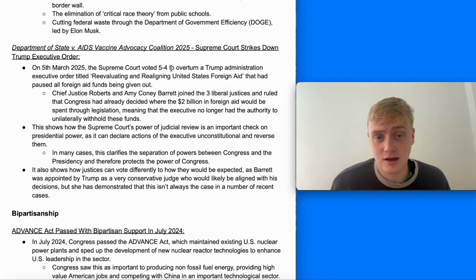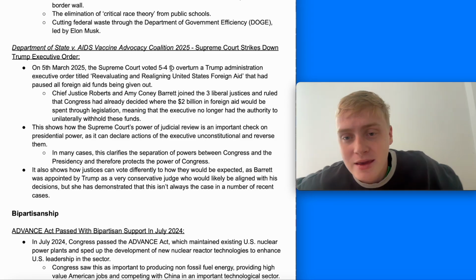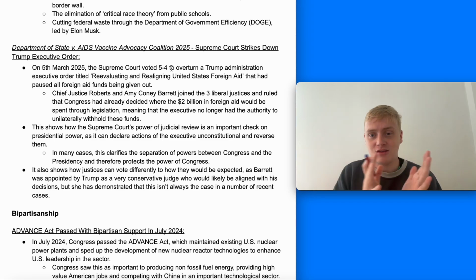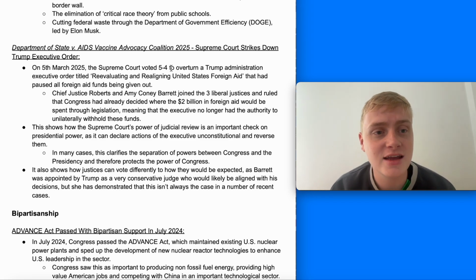The first example we're going to have a look at then is a Supreme Court case. And this is a really good example in relation to a number of things, in relation to the presidency, in relation to the Supreme Court, in relation to checks and balances. As with a lot of this US paper, a lot of the content is really useful for different topics. So this is the Department of State versus AIDS Vaccine Advocacy Coalition 2025.